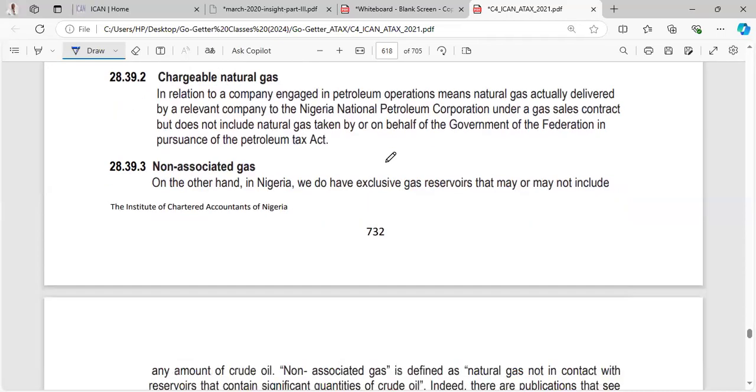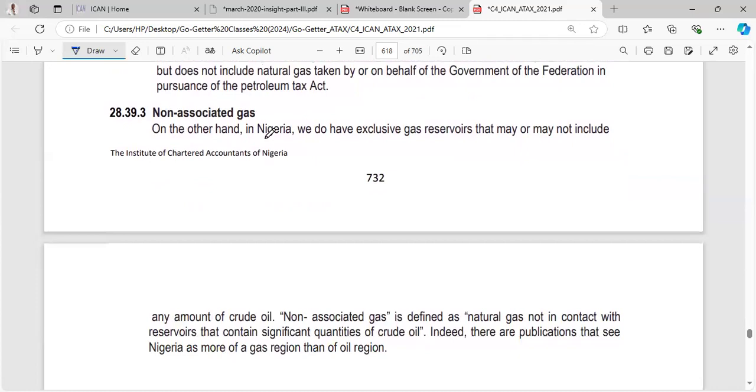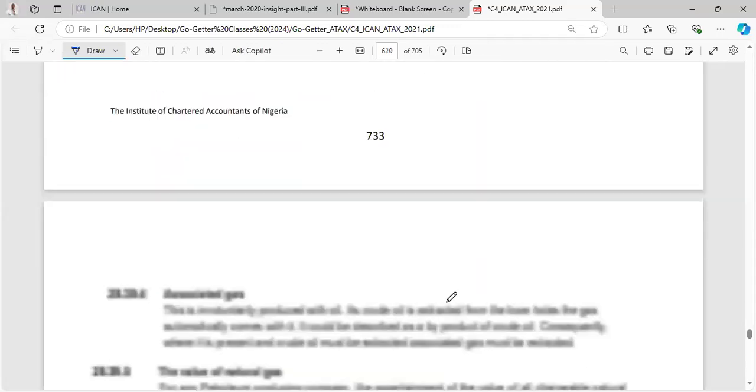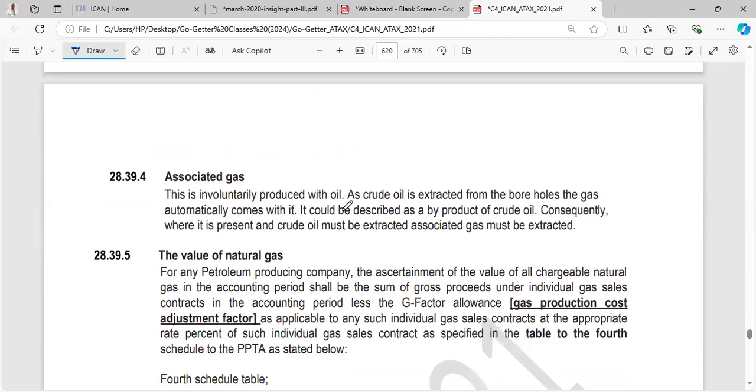Now, non-associated gas. In Nigeria, we do not have exclusive gas reservoirs that may or may not include any amount of crude oil. So non-associated gas is defined as natural gas not in contact with reservoirs that contain significant quantities of crude oil. But normally, associated gas is involuntary production, produced with oil.